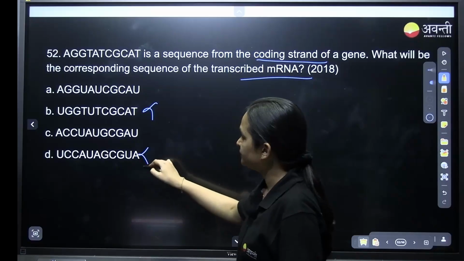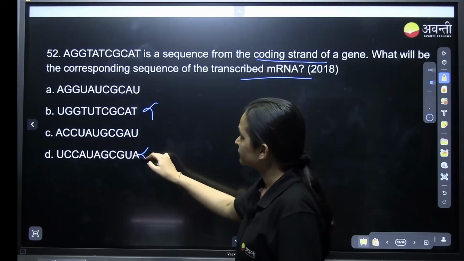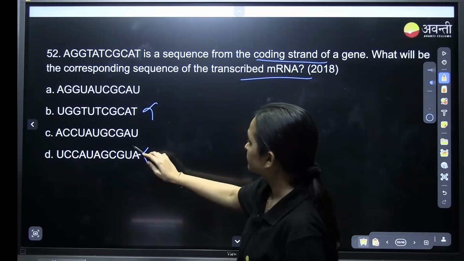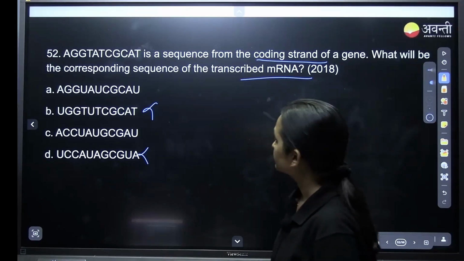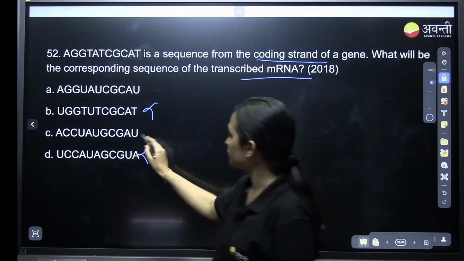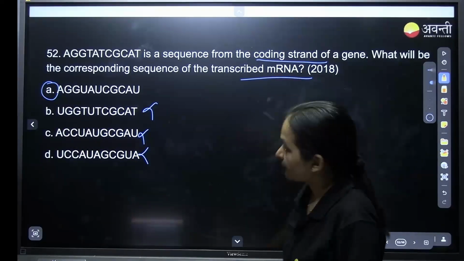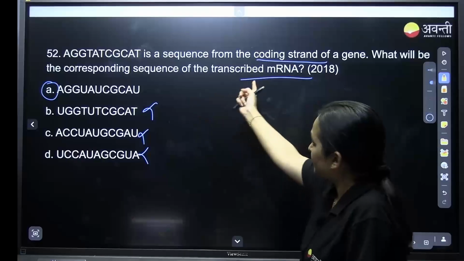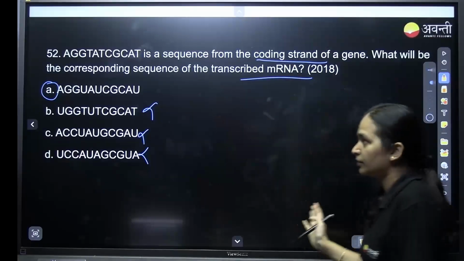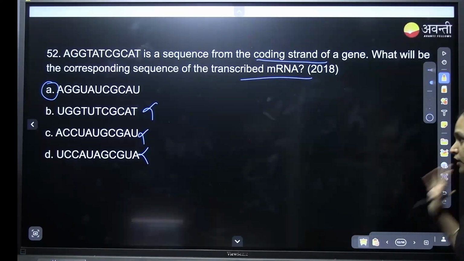तो इसको हटा दो. सो GA हुई, इसको भी हटा दो. यस, इट इज ऑप्शन ए. कोडिंग स्ट्रैंड, दैट इज द सीक्वेंस ऑफ कोडिंग स्ट्रैंड. mRNA सेम टू सेम होगा, इट विल बी टी के जगह यू होगा, बस.